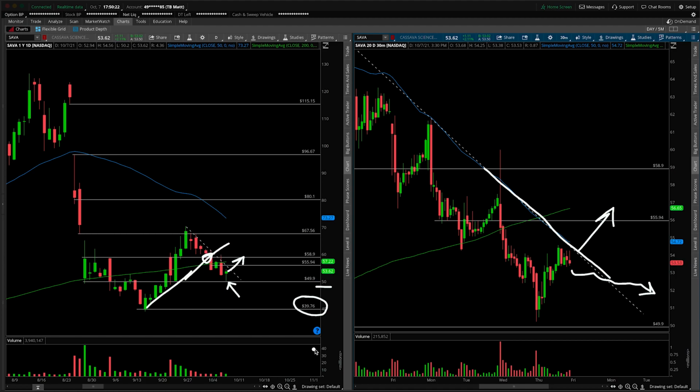So that's going to wrap up the video essentially on SAVA. Potential for a bullish trade here, but again, it's going to rely on a couple of things being met: resistance trendline break, good volume coming in as well. So that's going to wrap it up.